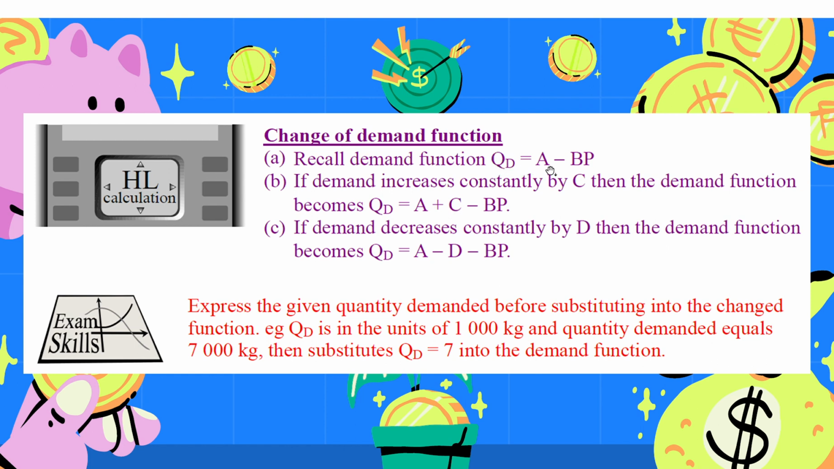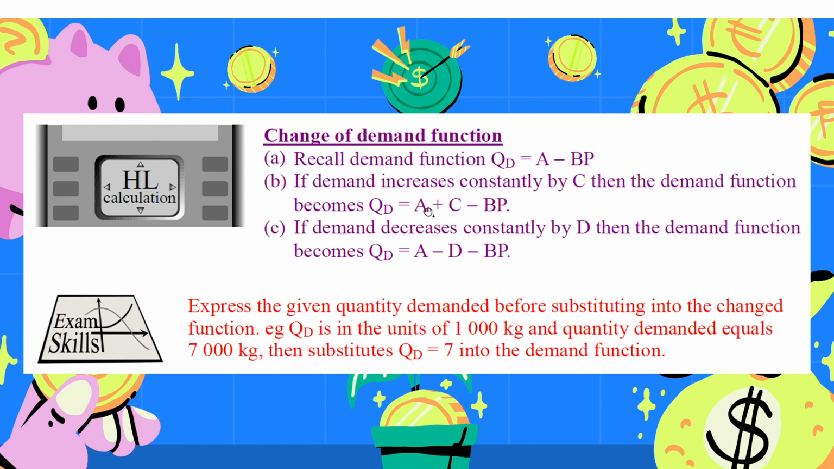And then the change of a demand function. Think about it in the modeling: QD equals A minus BP, right? If there's a constant increase of demand for all price levels, you just add a C there: A plus C. If there's a constant decrease of demand for all price levels, then A minus D. Very simple, right? Very simple.